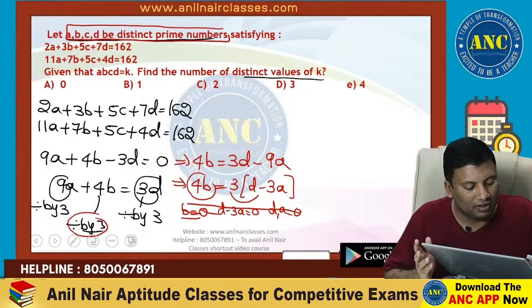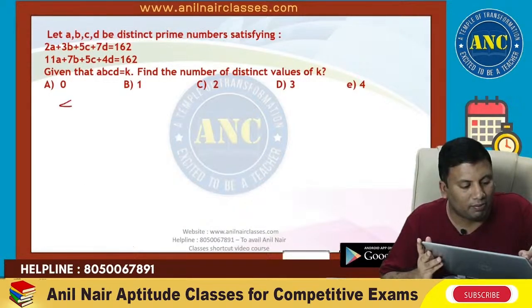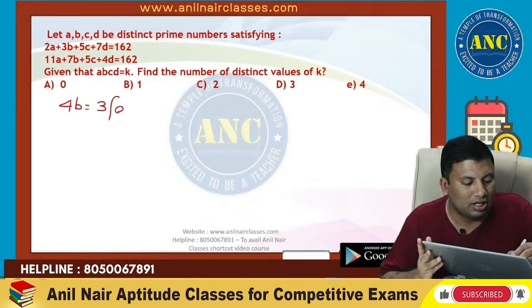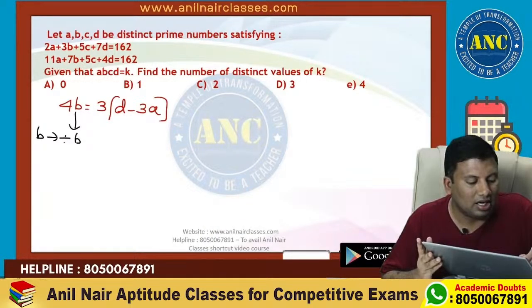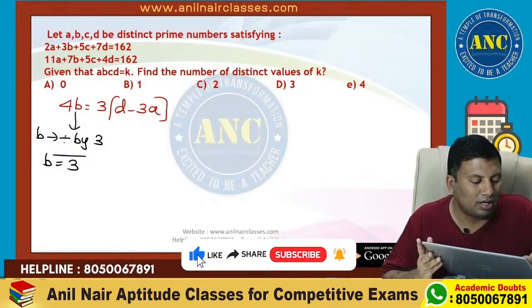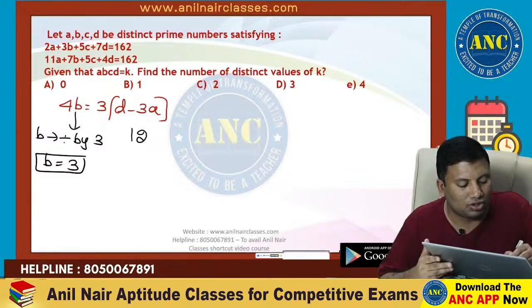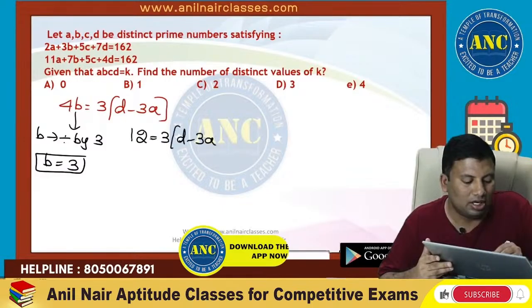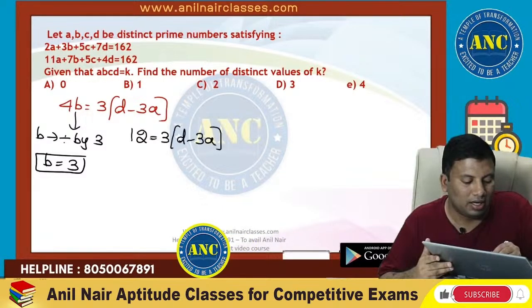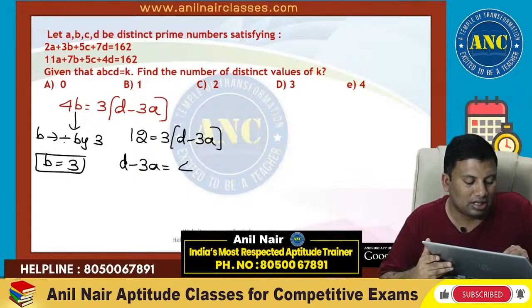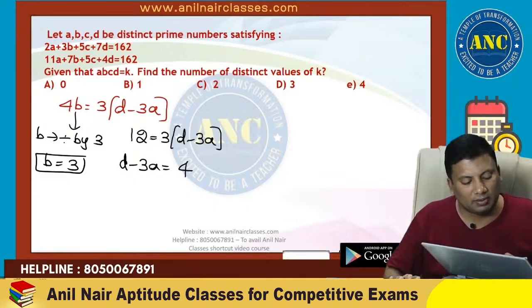Now we will write down here 4B equivalent to 3 into D. This is the equation we got. Now what is it that we are discussing? Is B divisible by 3? The number which is divisible by 3 is nothing but 3, all others are composite. 4 3s are 12. 12 equivalent to 3 into D minus 3A. Minus 3A, nothing but 4. D nothing but 4.